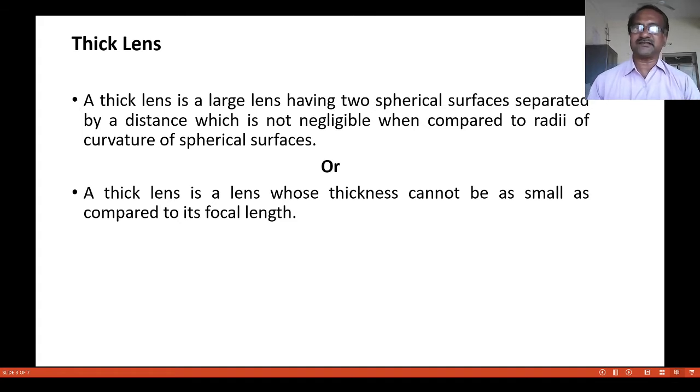What is a thick lens? A thick lens is a large lens whose spherical surfaces are separated by a distance which cannot be neglected when compared to the radii of curvature of the spherical surfaces. Or else, in the simplest way, it is a lens whose thickness cannot be neglected as compared to its focal length.